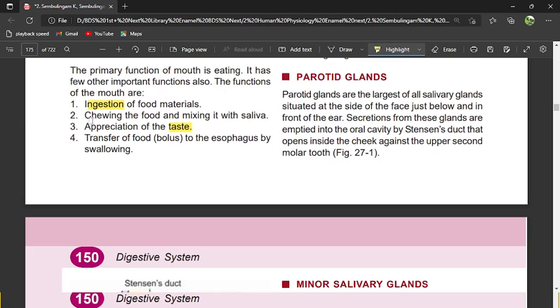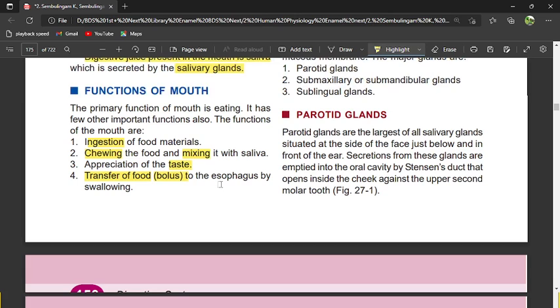But yeah, if you get under any big surgeries and all that, we give the food by nose, or we keep a direct hole into your stomach, and that process comes under your oral surgery and your general surgery also. Next thing is helping for chewing purpose. It also helps in mixing the food with saliva, for the taste purpose, and transfer of the food, that is bolus. So transfer of food means from the esophagus, by swallowing.